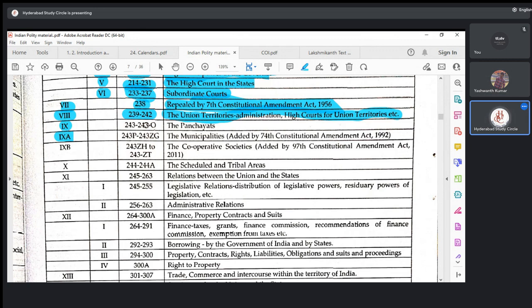Added by which amendment? 74th Constitutional Amendment Act 1992. You said 76 in the beginning. Yes, I said 76, but it is 74th. Okay. Next.